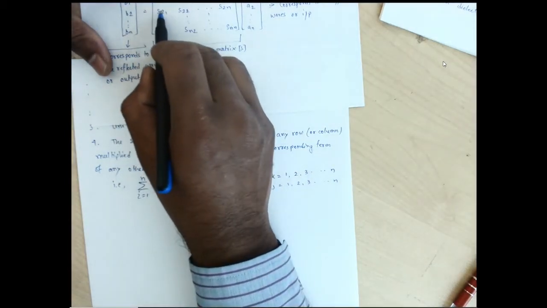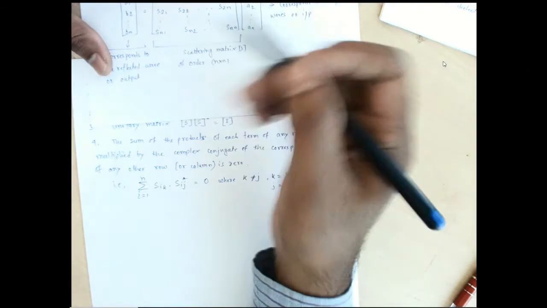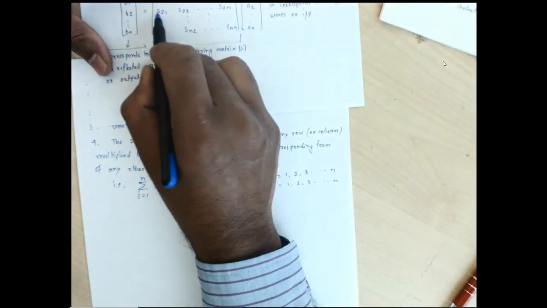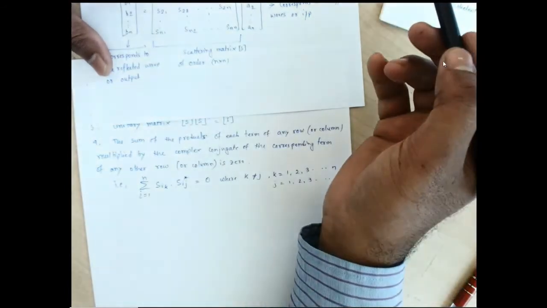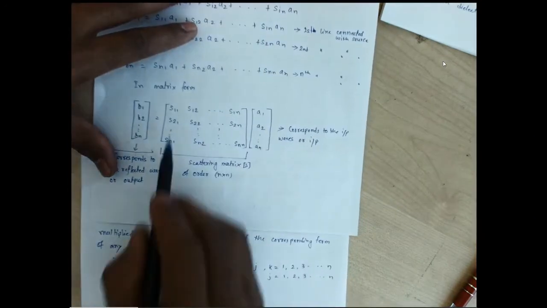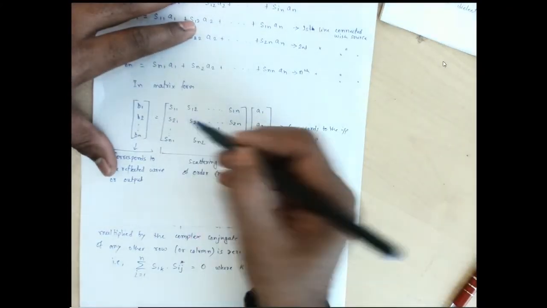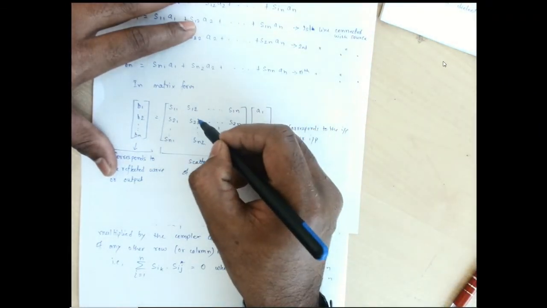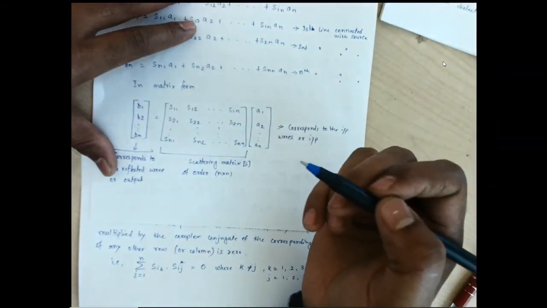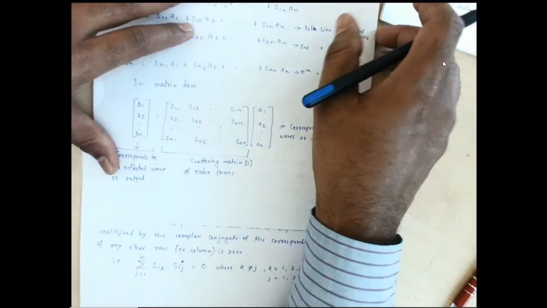Each term multiplied by the complex conjugate of the corresponding terms of any other row. Let us consider we are taking the complex conjugate of this row. We are having this row first. Next, if we take the complex conjugate of this row and multiplying term by term and taking the addition, that is S11 multiplied with S21 conjugate, S12 multiplied with S22 conjugate. In this way, if we take the multiplication and add them, it will result into null, that is 0. So we'll see how.